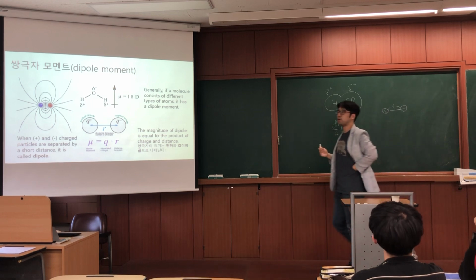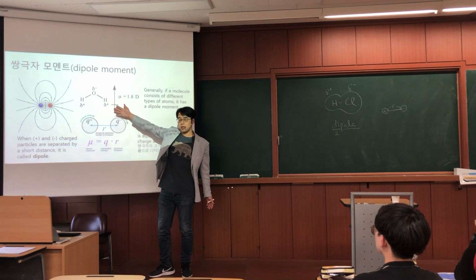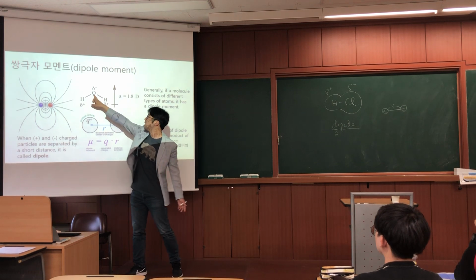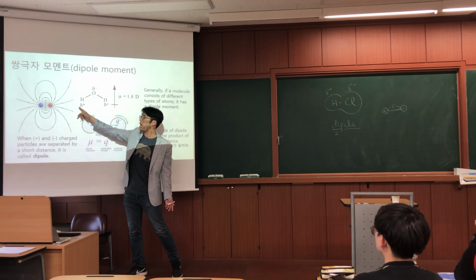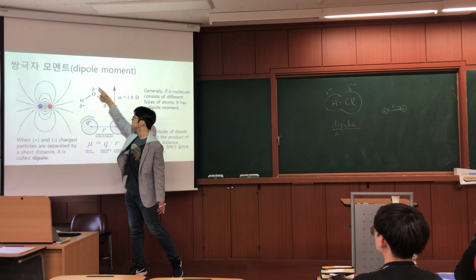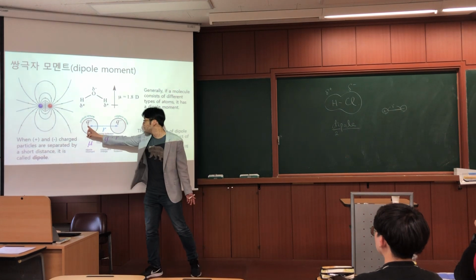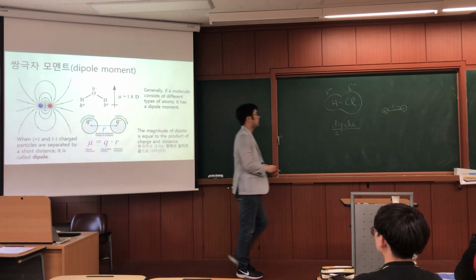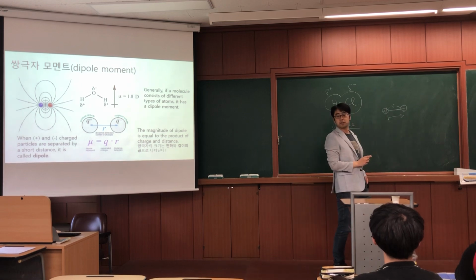So why do we care about dipoles? Because dipoles are everywhere in nature, and most molecules have dipoles. For example, in a water molecule, the oxygen has a negative charge, and the hydrogen atoms have positive charges. So it has two dipole moments, one like this and the other like this. The direction of a dipole starts from the positive charge and goes to the negative charge, so it can be represented as a vector, right?